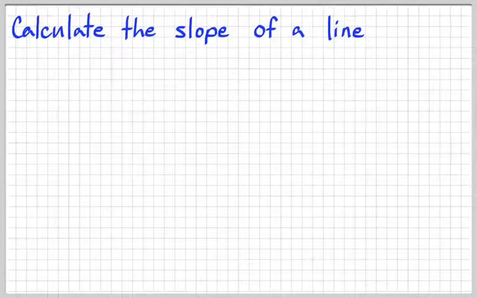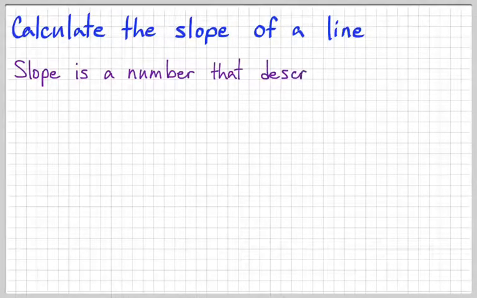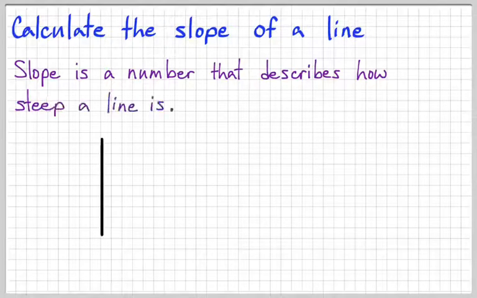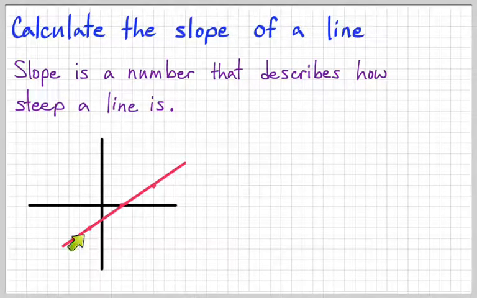In this lesson, we're going to calculate the slope of a line. Now, slope is just a number that describes how steep a line is. Here I've drawn a line, and you can see that it's just as steep down here as it is here, as it is here. The steepness is the same everywhere on the line. So we can take these 2 points here, and if we can figure out how steep the line is between these 2 points, we'll know how steep the line is everywhere.